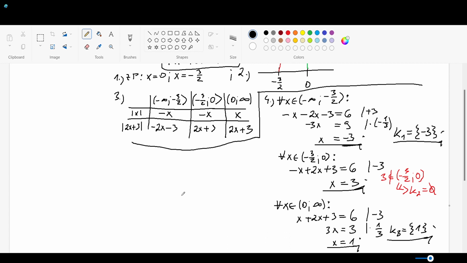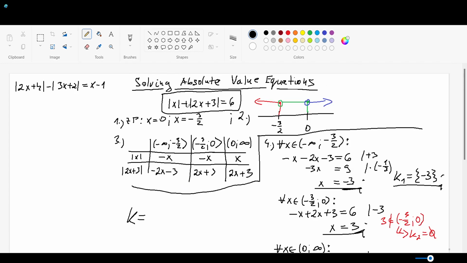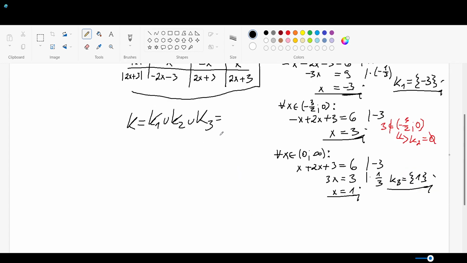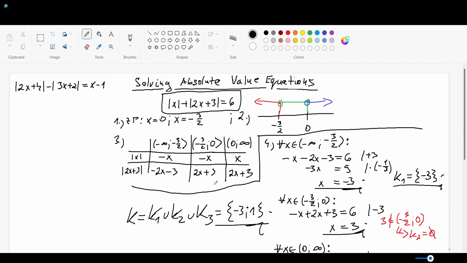Okay, now to really find out what the solution is for the equation we are solving, we have to do K1 union K2 union K3, which means it's going to be a two element set, and the solutions are negative 3 and 1. Okay, if you want to, you can do the check right now.